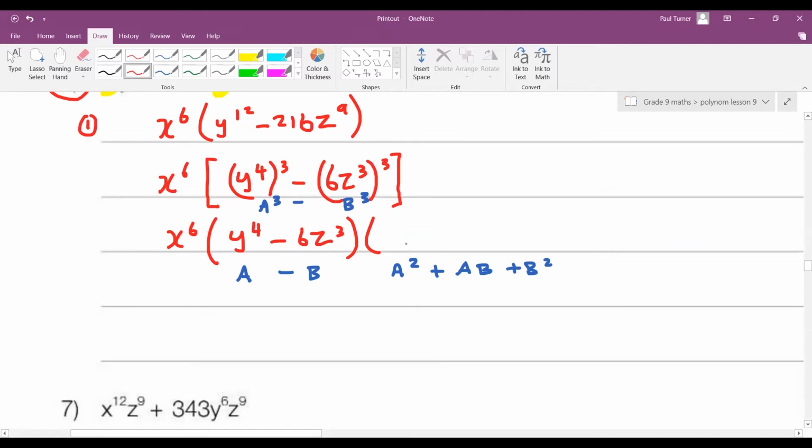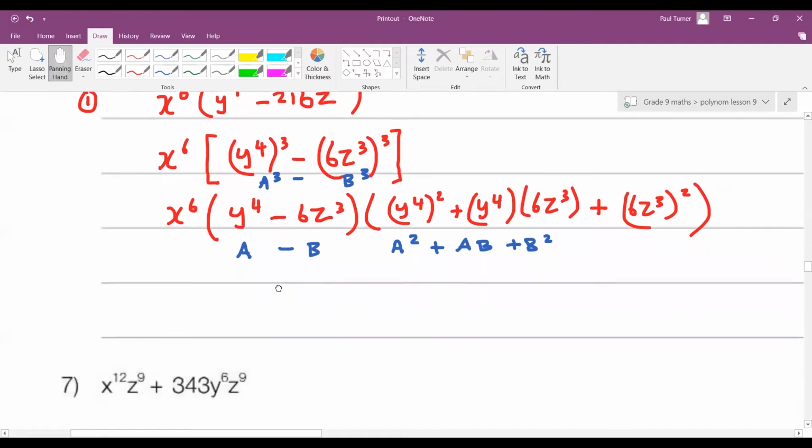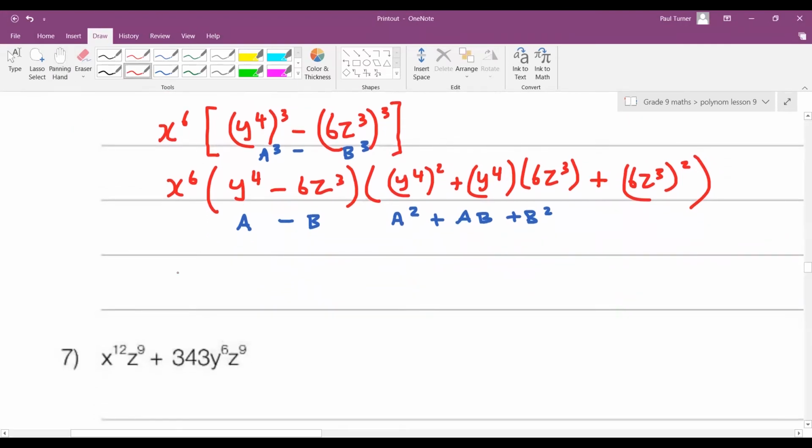So a squared, you're going to have y^4 squared plus ab. So that's y^4 times 6z cubed plus b squared, and b is 6z cubed, and square that like that. So that should be your next line. And x^6. Okay, then we just simplify the last factor. So y^4 minus 6z cubed.